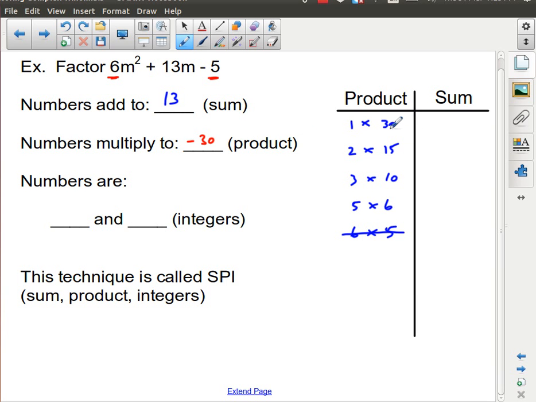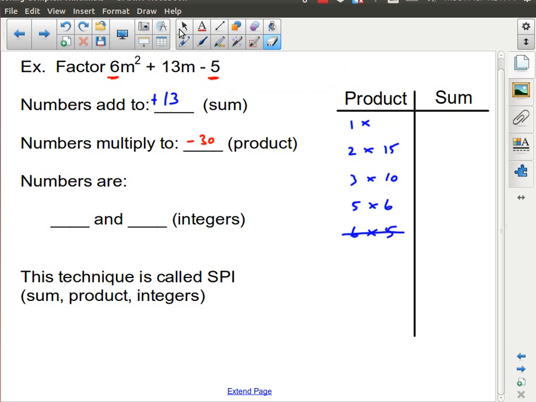Now, let's take a look at the idea of sum. I need to consider this negative sign. The only way I could do that would be either negative 1 times 30, or I could do 1 times negative 30. Now, let's consider what would happen if we added those together. Well, let's start with the one that I've got here. 1 plus negative 30 would be negative 29. Well, that's not even positive. This one is positive.